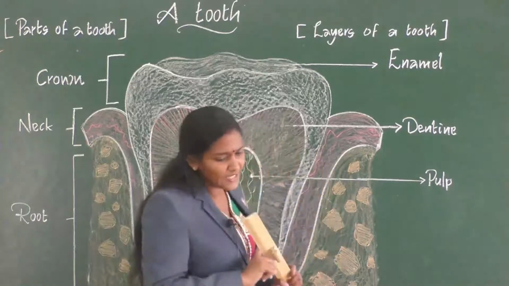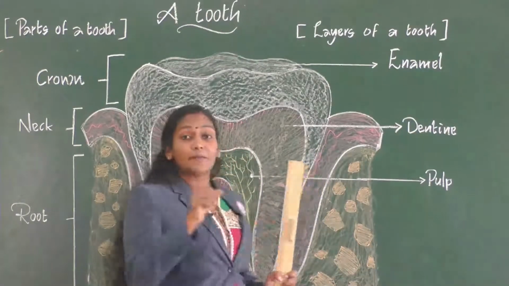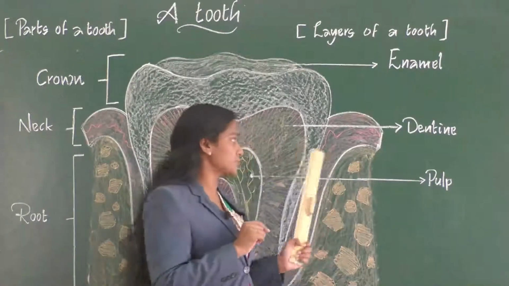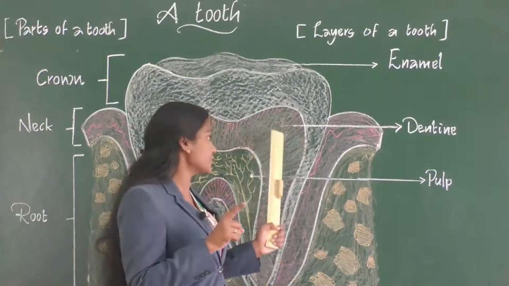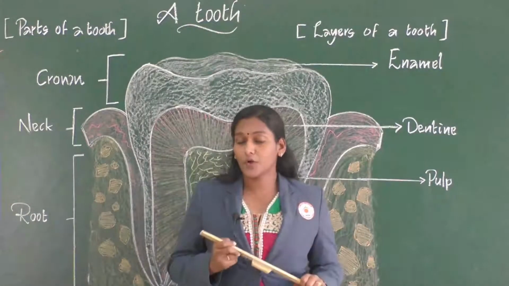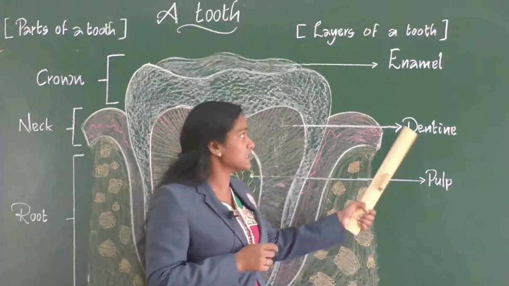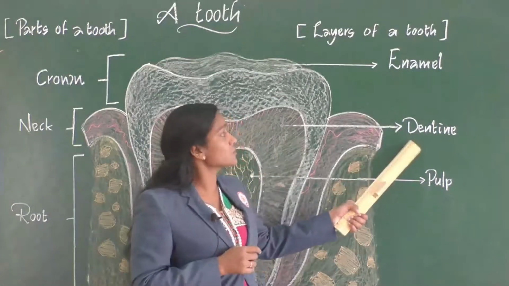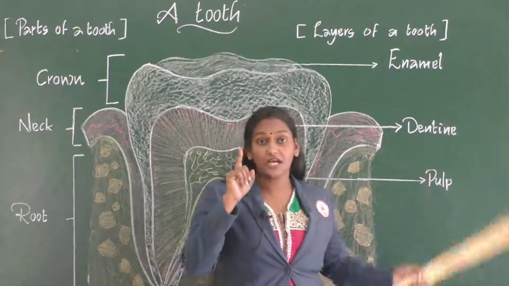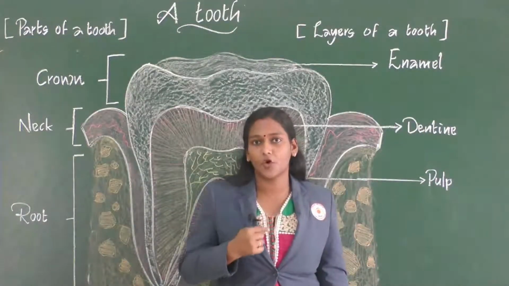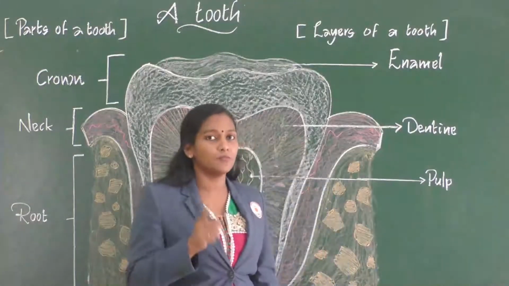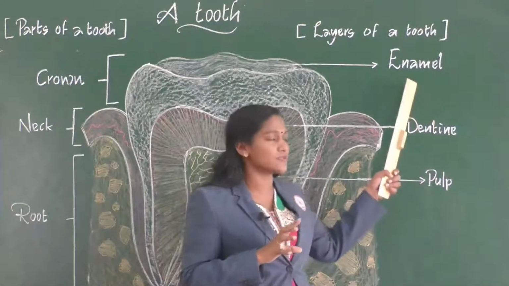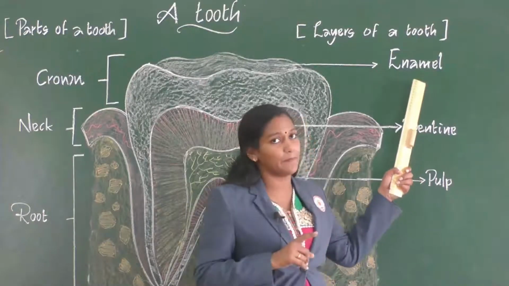Then also, the pulp supplies nutrients to the tooth. And a very important thing is that the enamel is the hardest substance in our body. Very important, it is the hardest substance in our body, which is called the enamel.